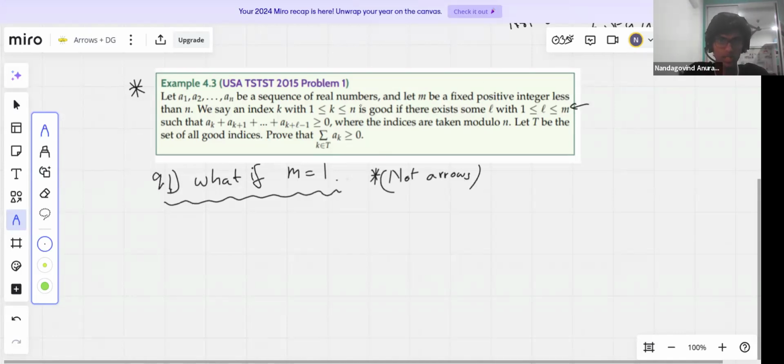N here is a fixed integer. This is your base case, and m here is some free parameter that varies with n. So generally, a good thing to do is to check trivial values of m to see if the question makes sense so that you can understand. Tell me when you are done with Q1.